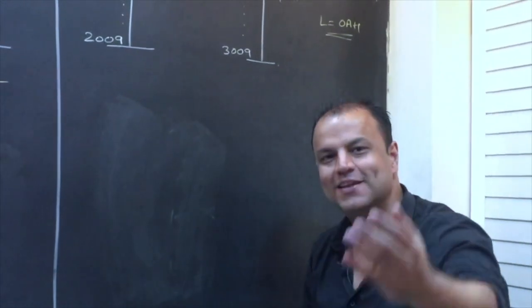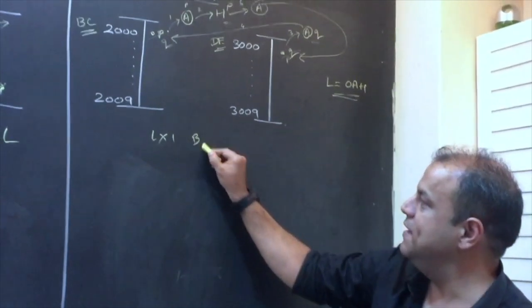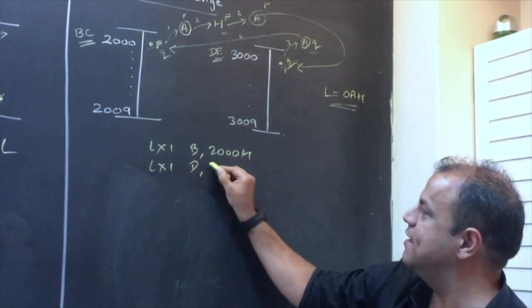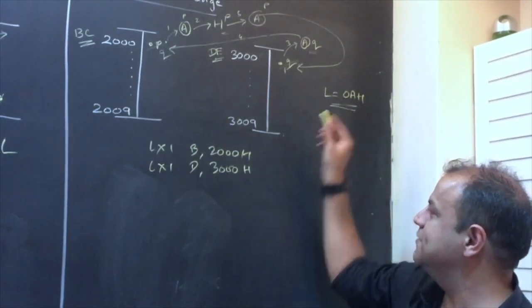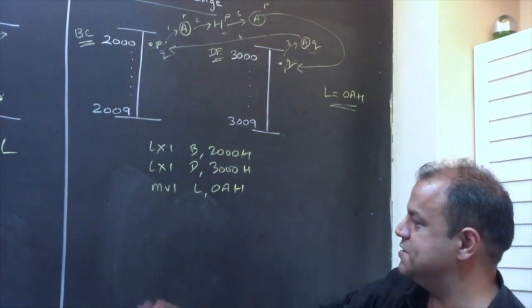Okay, let's do it together and stop being scared. Come on, initialize BC pair, LXI B,2000, good. Initialize DE pair, LXI D,3000, good. Initialize L, MVI L,0AH. Good. All your initialization is over.